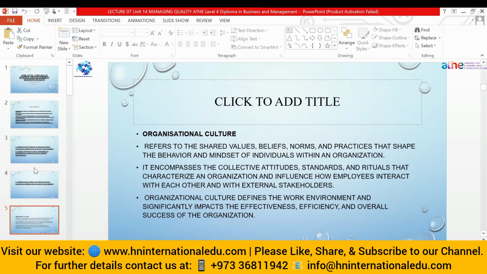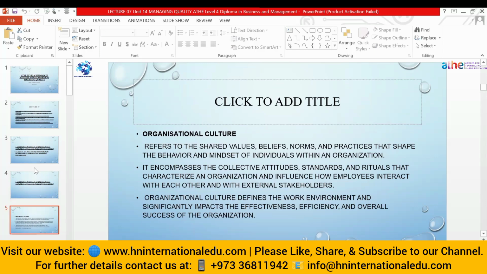This refers to the shared values, beliefs, norms, and practices that shape the behavior and mindset of the individuals within an organization. Here, specifically, individuals are those people who are affiliated with the organization as an employee or worker. We have to make up our mind and their mind according to whatever is going on in the organization, whether it is decision making, day to day tasks, and so on.